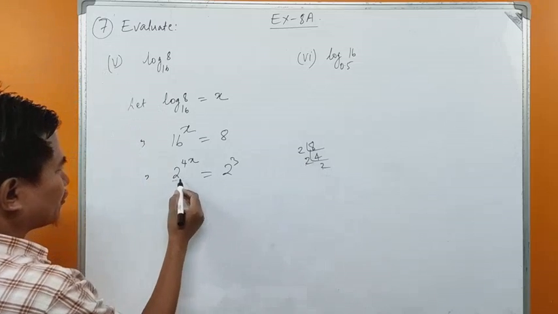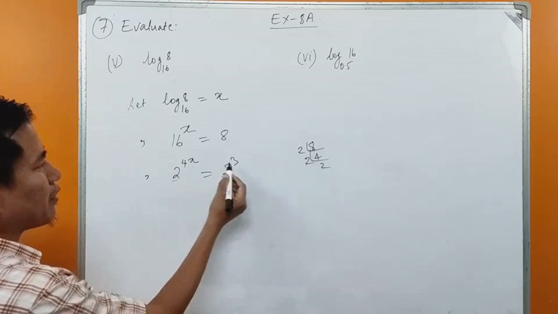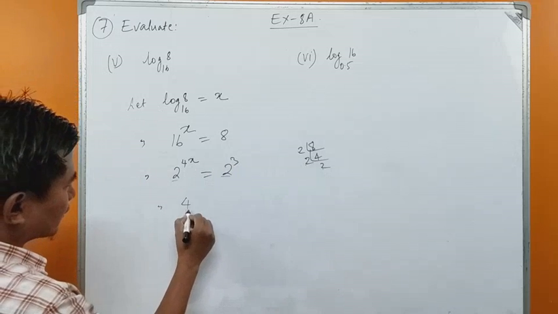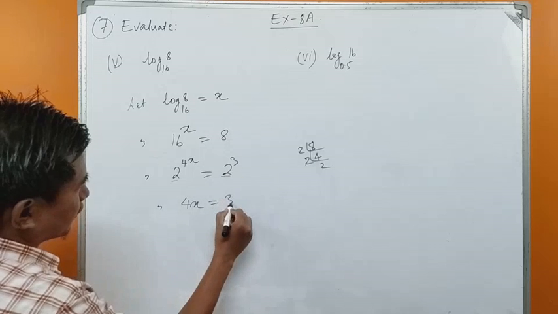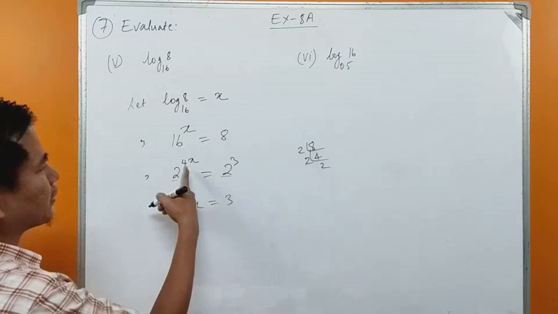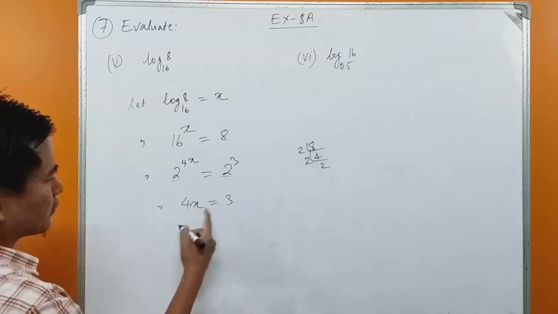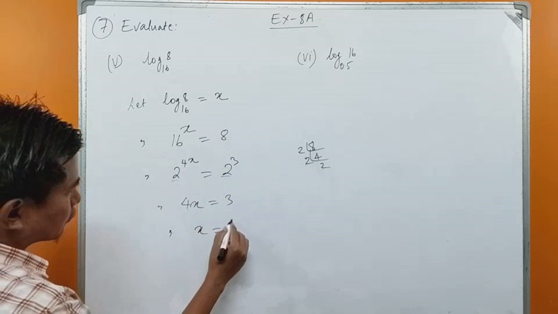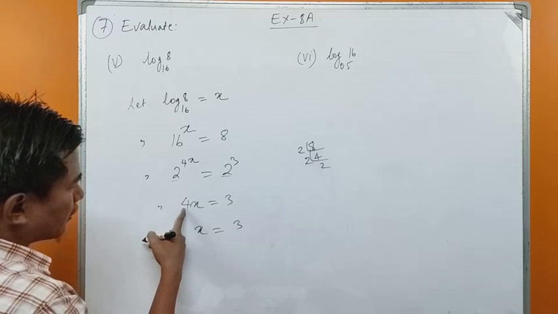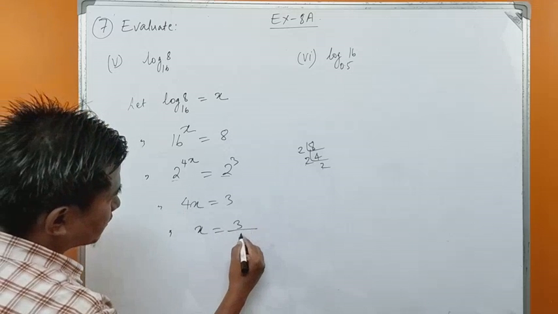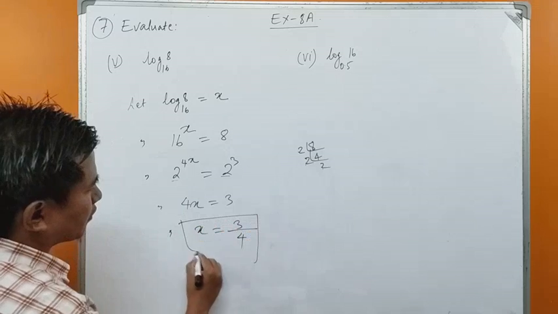Now 2 and 2 bases are equal. This means the power should be equal, or 4x equals to 3. If the bases are equal, then their powers will be equal. So 4x equals to 3, or x equals to 3 is already there. Now we bring down this 4 to the denominator by cross multiplication. x equals to 3 upon 4.